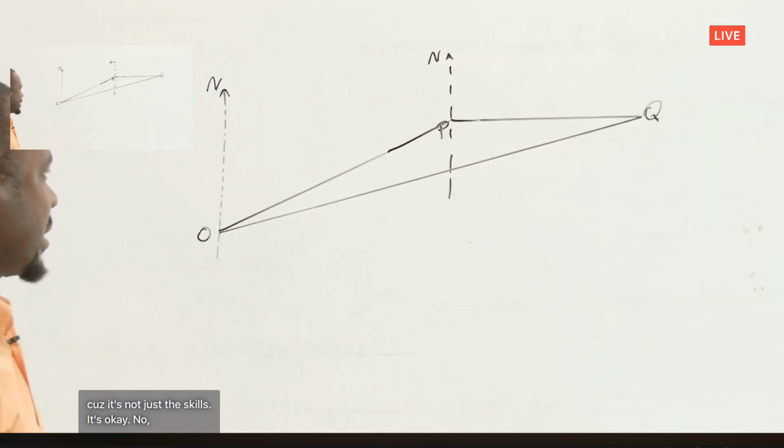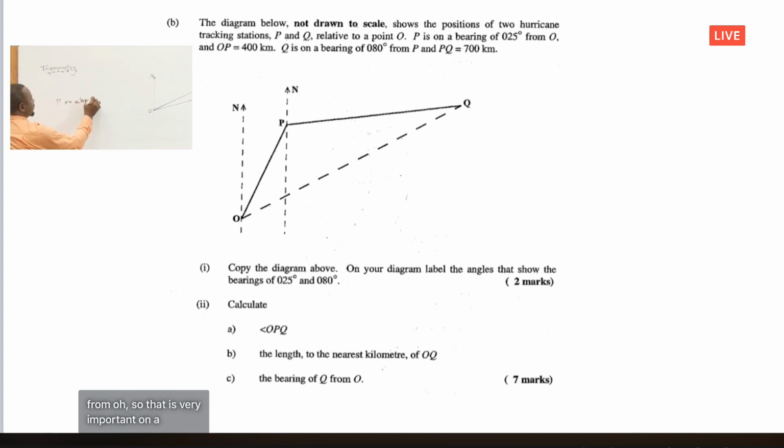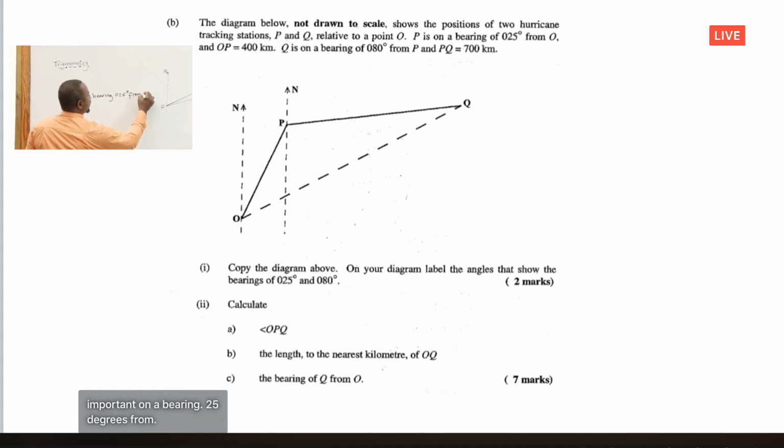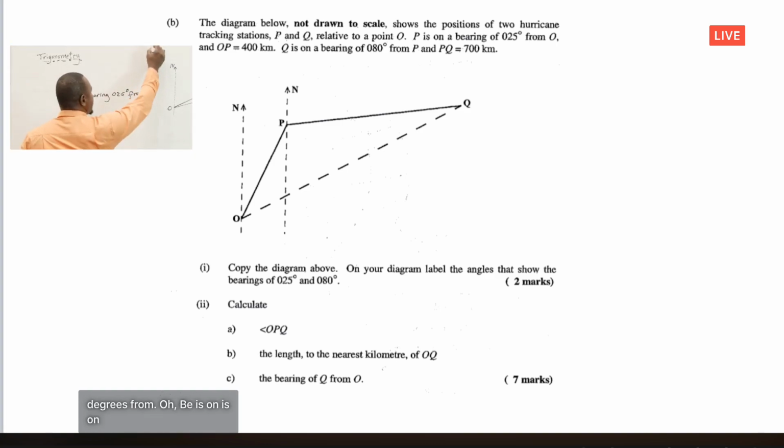Now, there are two tracking stations that we have. And they're telling us that P is on a bearing of 25 degrees from O. So that is very important. P is on a bearing 25 degrees from O.